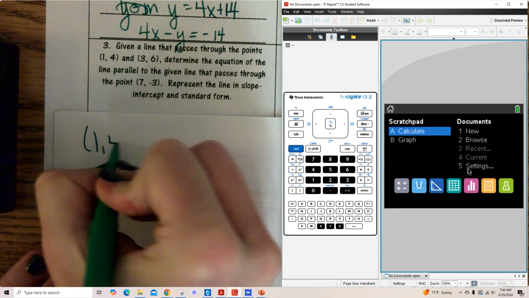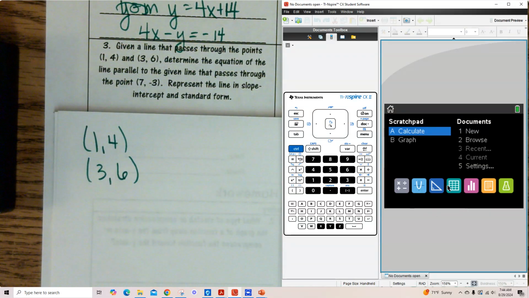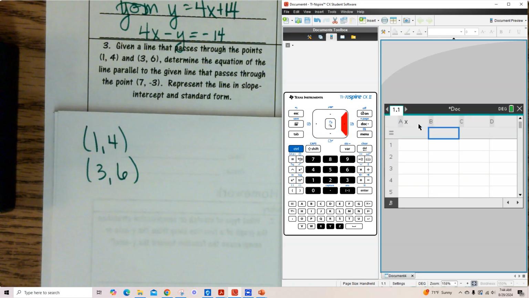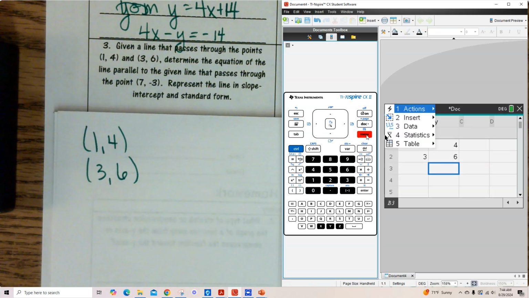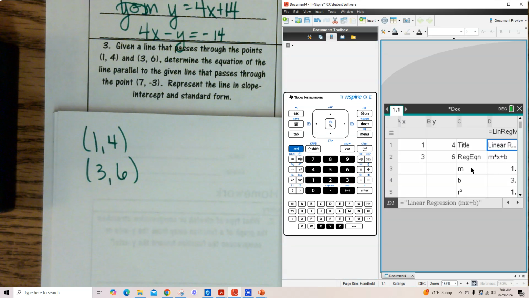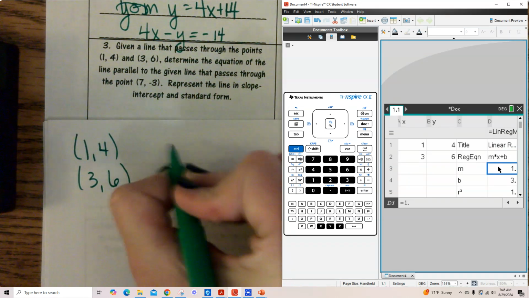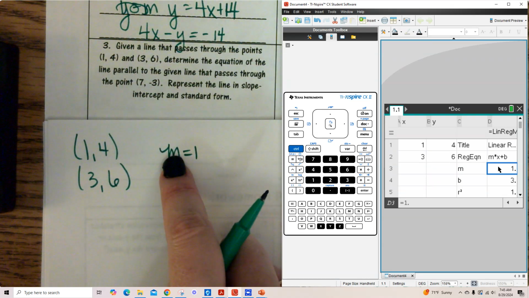If they give us a set of ordered pairs, we can go to the table, put an x next to the a, a y next to the b, and put our x's and our y's in, so see how they match, how it looks the same in my calculator. Then it's menu 4, 1, 3. Change the x list to x, the y list to y, and here's our slope. Our slope is 1. That's all we need from that given information, because the line is parallel, it's going to have the same slope.